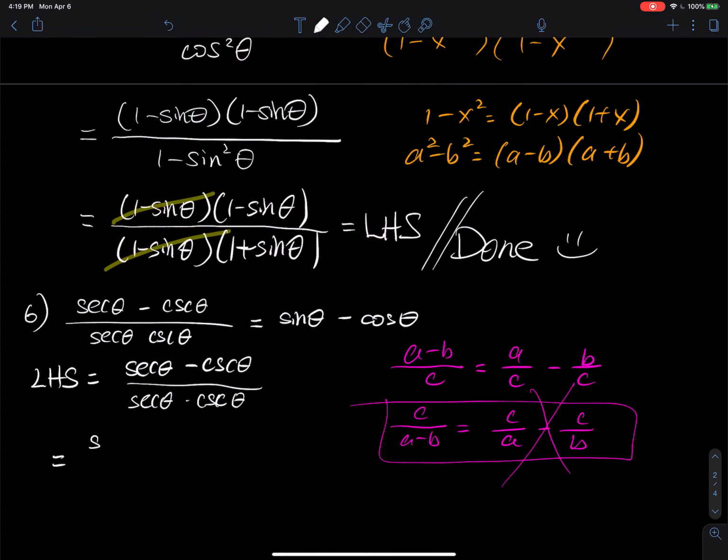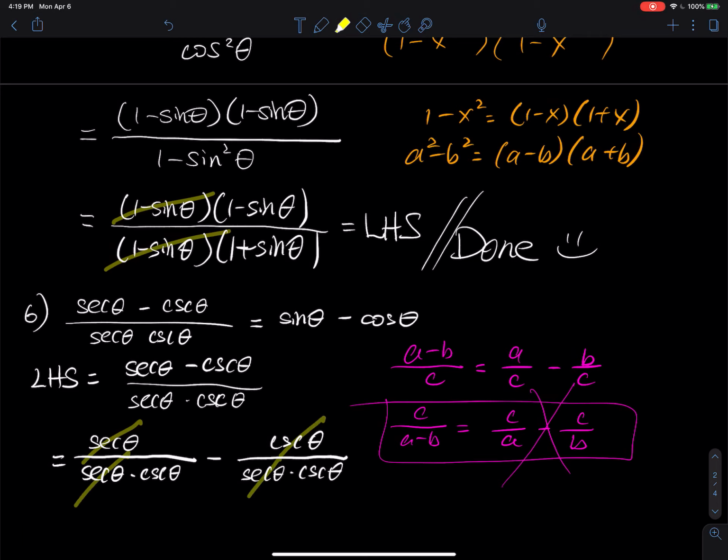We have secant divided by secant times CSC minus CSC divided by, okay, what's next? Cancellation. Secant, cosecant. Oh, actually, nope. Was doing it too fast. This one. Okay. So what do we have left?